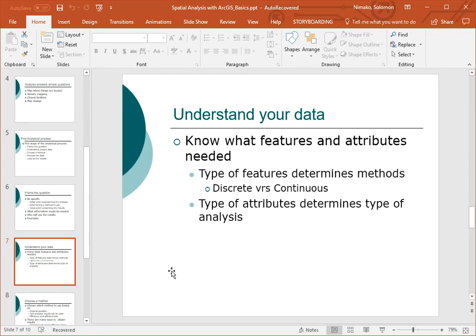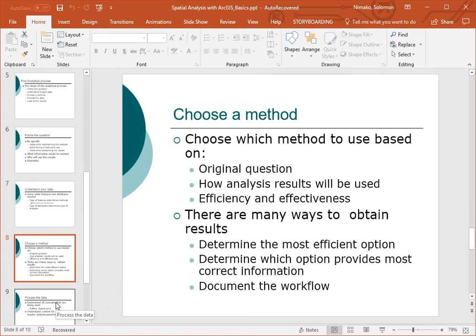All right. What type of features determine the methods? So is it going to be a discrete or is it going to be a continuous method? What I mean by this is, is it going to be a vector, or is it going to be a raster or imagery? All right. Types of attributes determine the types of analysis. So if you don't have the data in the attribute, then chances are you can't really answer it. So your attribute table is always going to play a very critical role when performing your analysis.